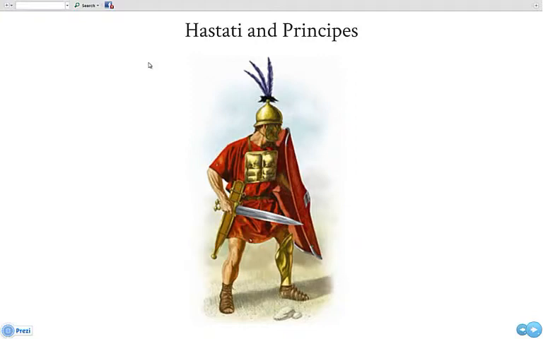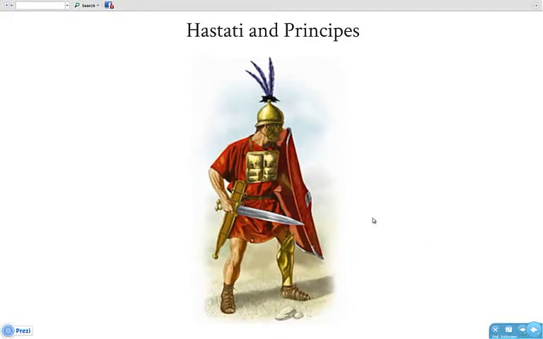You are divided into the group based on how wealthy you are and what armor you can afford. You're not provided with armor. What armor you provide determines where you stand. So the velites had limited armor. Your hastati and principes had a decent amount of armor. They would have had the shields, heavy armor. You would have the lorica hamata, that probably would have been on the principes, full greaves, all that good stuff.